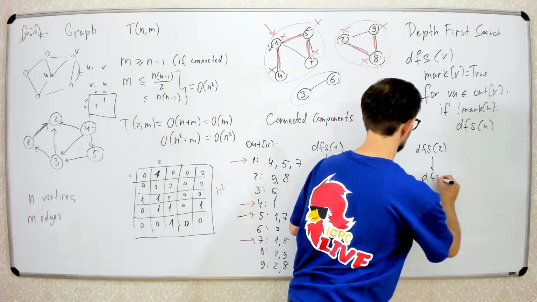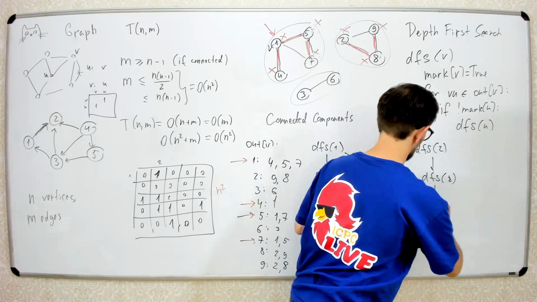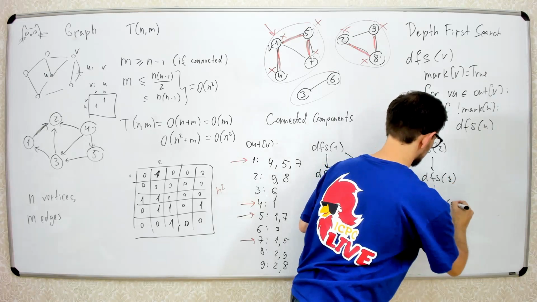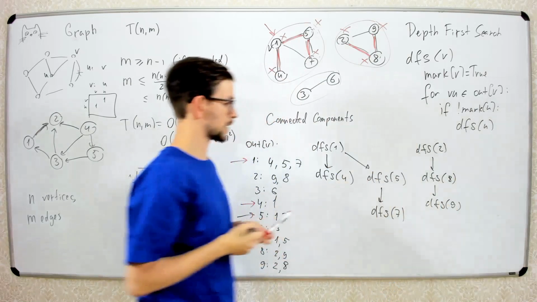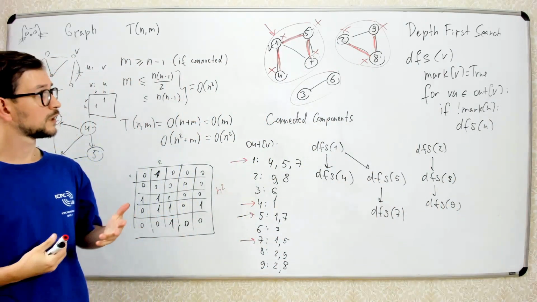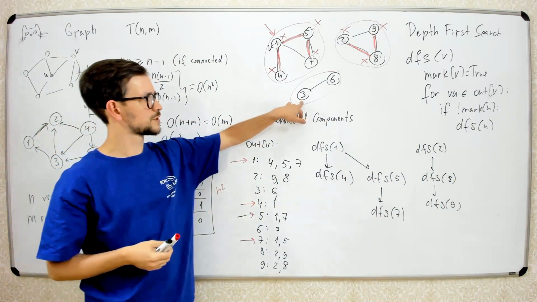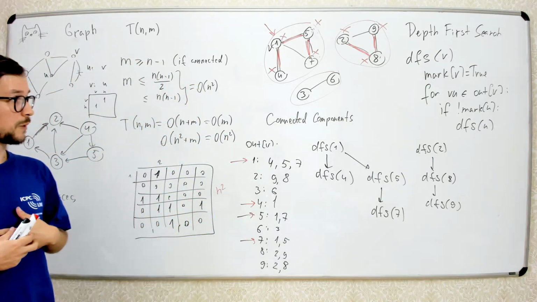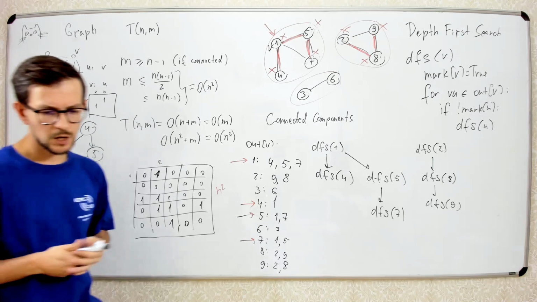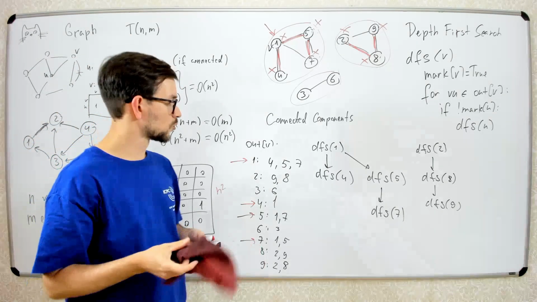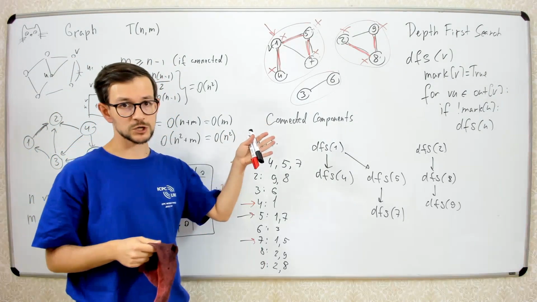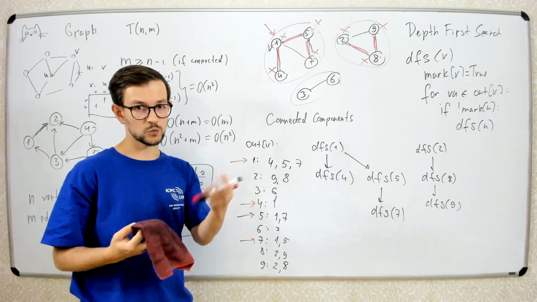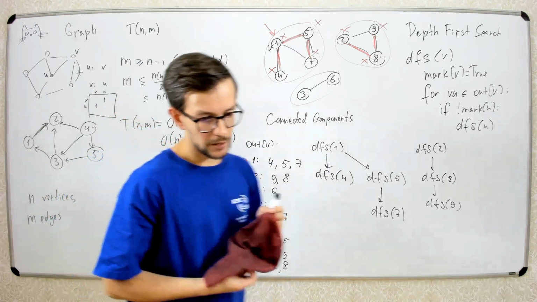We go to DFS of 8, here we have DFS from 9, then go back. And in the end, we do the same here. Okay, that's the whole plan. Now we need to prove two things. First, we need to prove that this algorithm actually works. And second, we need to prove the time complexity. Let's go.